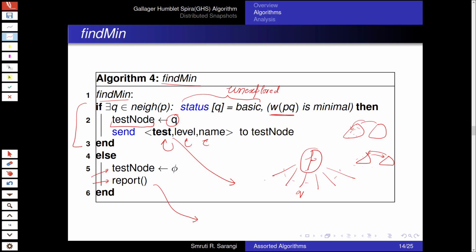The big picture is that, look, after fragments merge, you cannot stop the process of merging, right? You can't stop the process of a fragment growing. So after you have merged two fragments, it is the job of every single node in the merged fragment to look for further expansion. That is where we enter the find state. In the find state, every node needs to do its part, which means find all of its neighbors with a basic status, find the minimal weight neighbor in this set, and see if a connection with it can be initiated by sending a test message. If it doesn't find one, of course it should report.